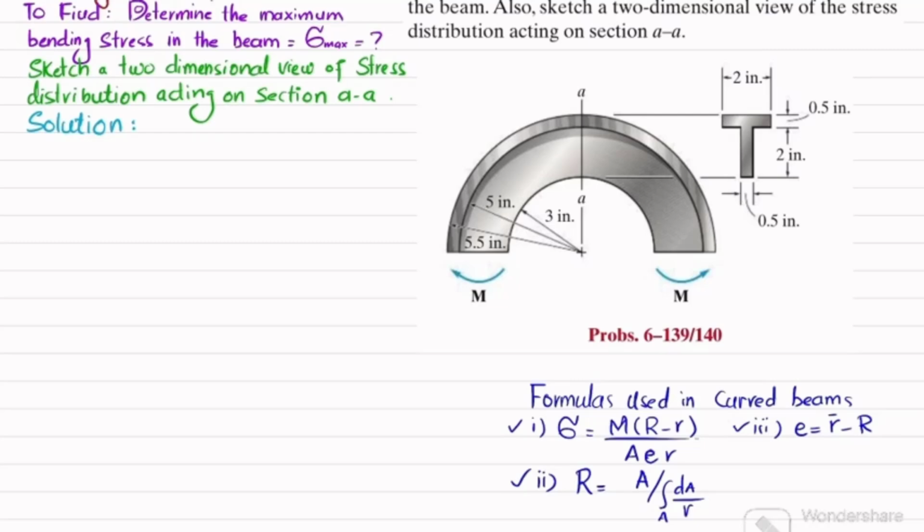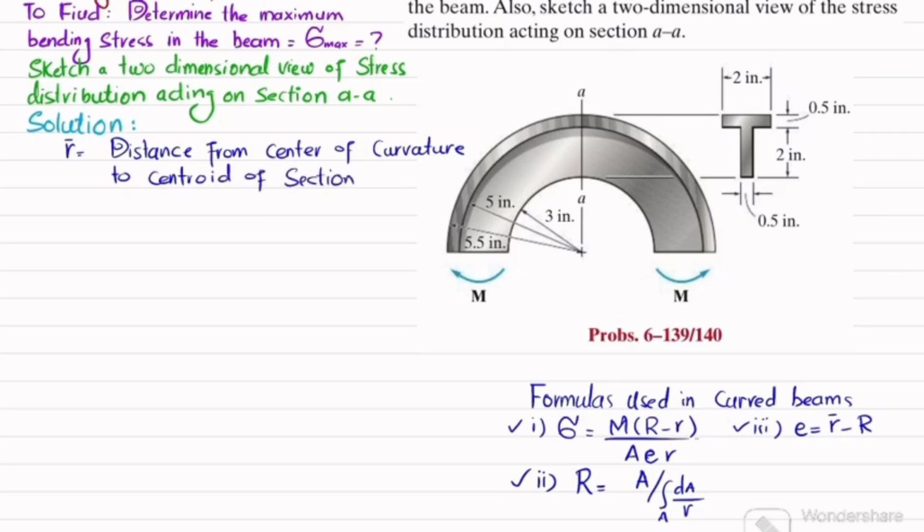So let's start with finding the radius r dash, which is the distance from the center of curvature to the centroid of section. So we'll find that. What is the center of curvature? So you can see this arc is bent in a curve and it is forming an arc having radius 3 inch. So this is the center of curvature.